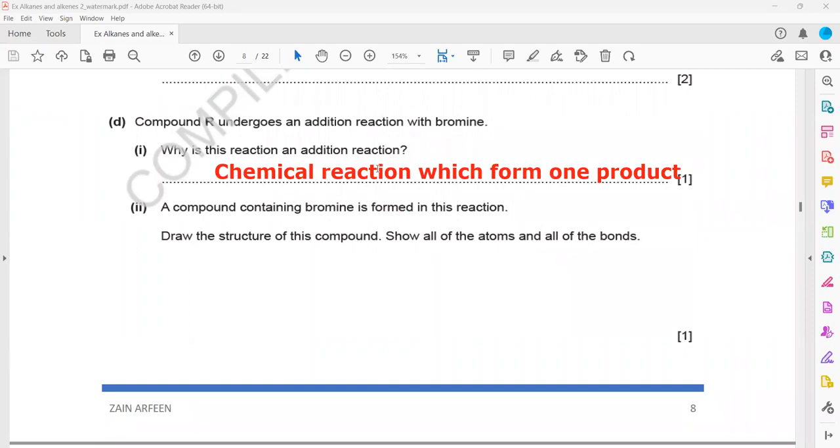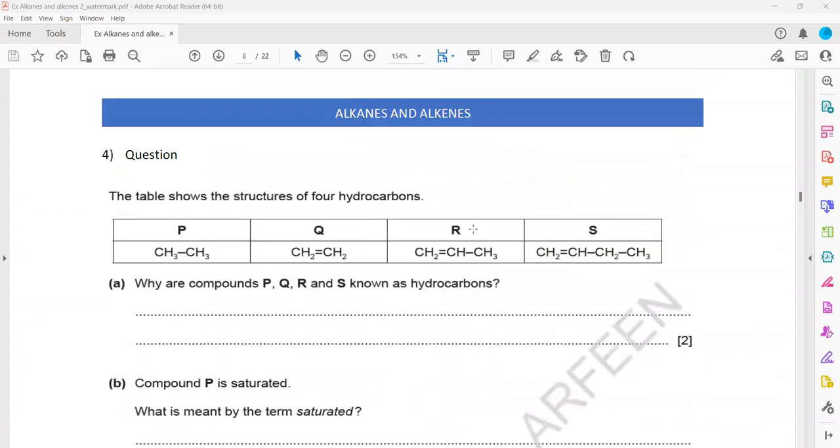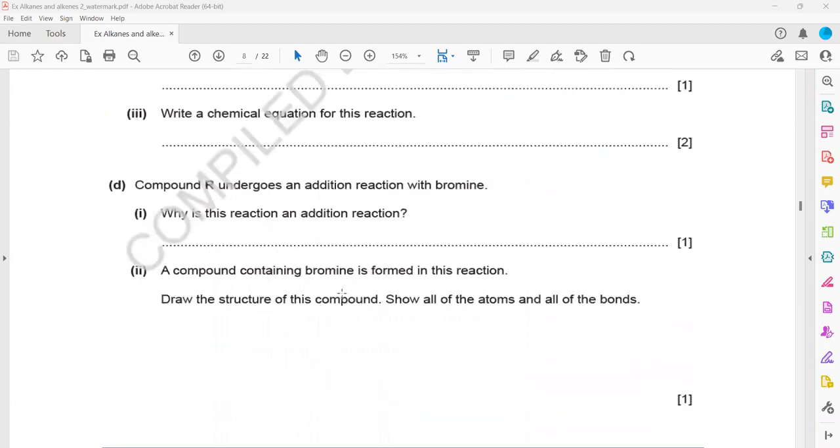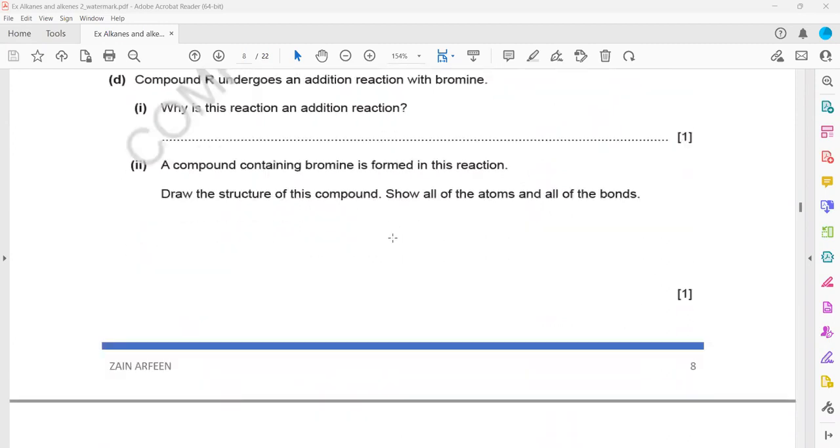A compound containing bromine is also formed. Draw the structure of this compound. So R undergoes an addition reaction with bromine, meaning bromine is added to R. R is propene. So whenever an alkene reacts, the double bond will turn into a single bond. And because it is reacting with bromine, Br2, one bromine will be added to each carbon. So the double bond turns into a single bond. And we have to show all the atoms and all the bonds.